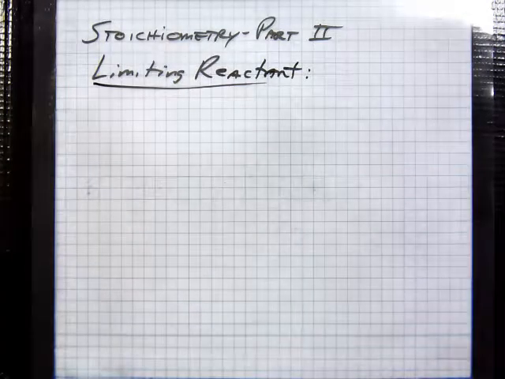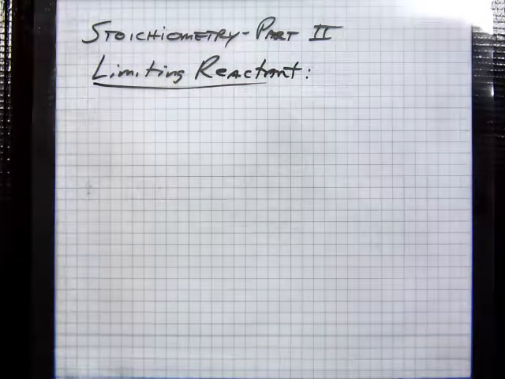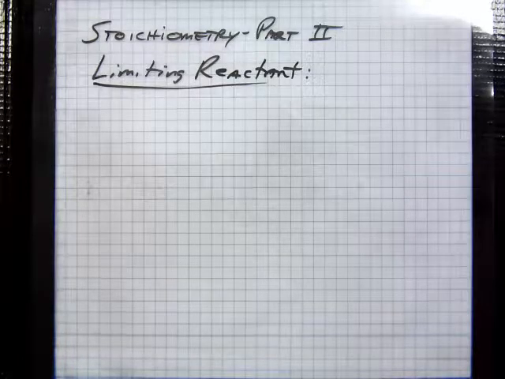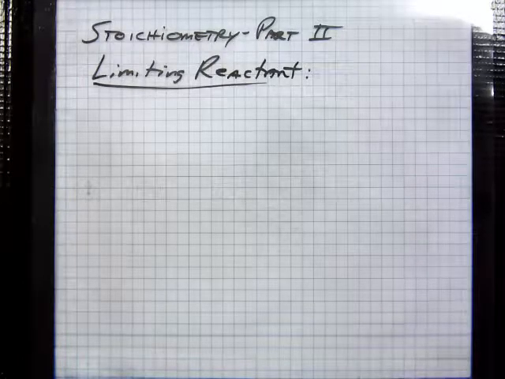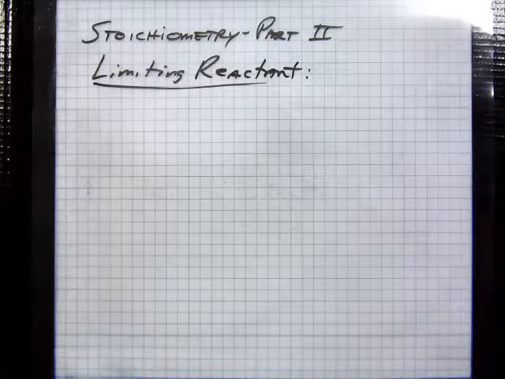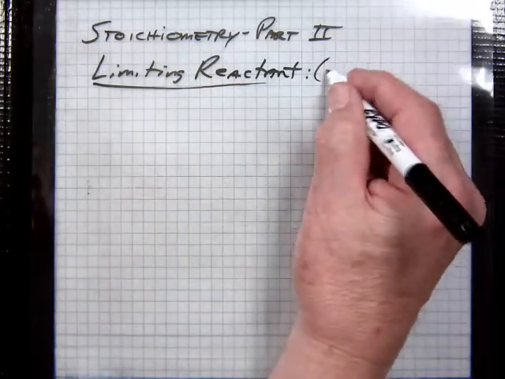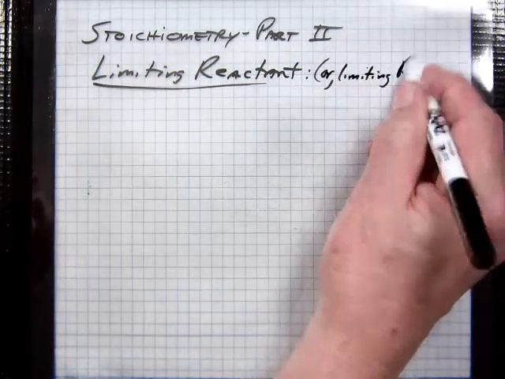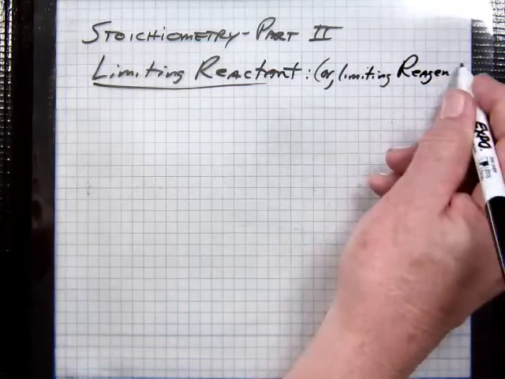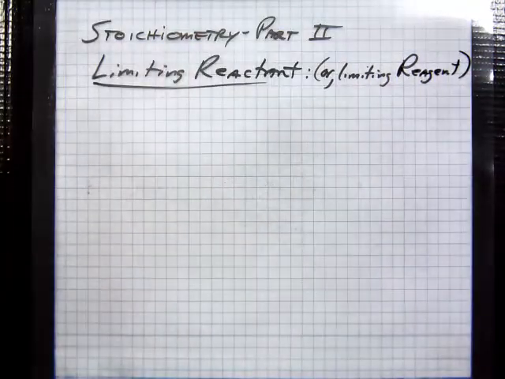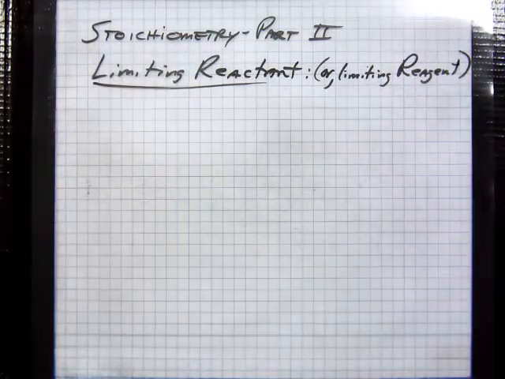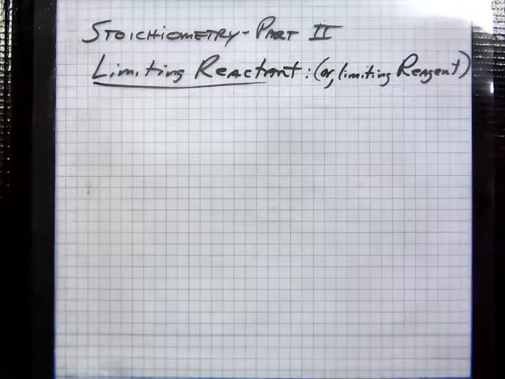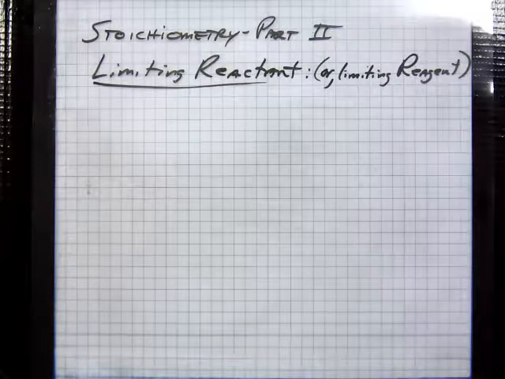What do we mean by limiting reactant? Limiting reactant is that reactant on the reactant side. Sometimes people will call it limiting reagent. Same thing. It is the one that, when consumed, disappears, goes away, and the reaction stops.